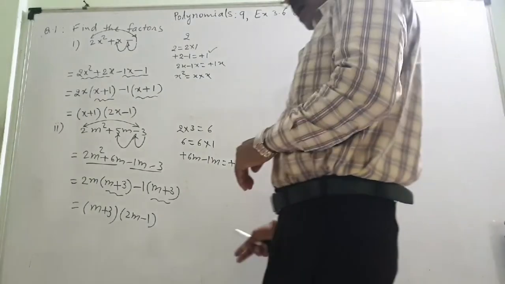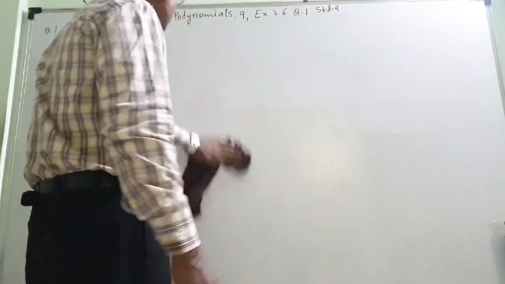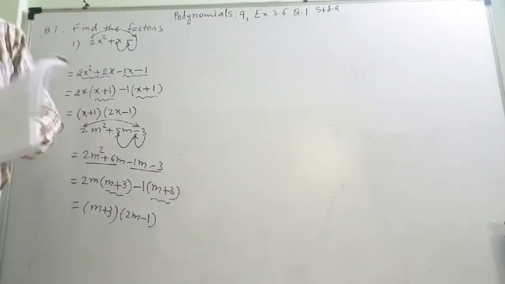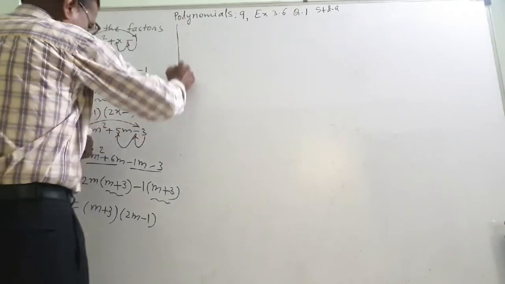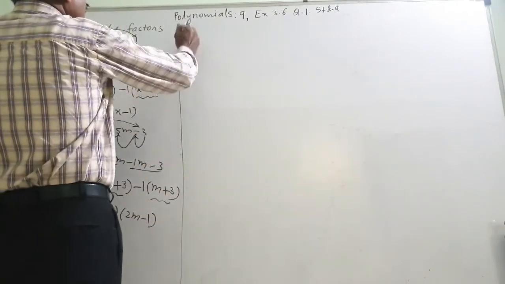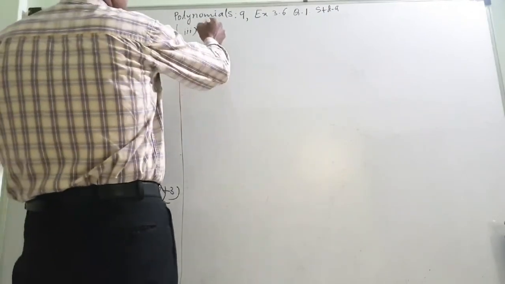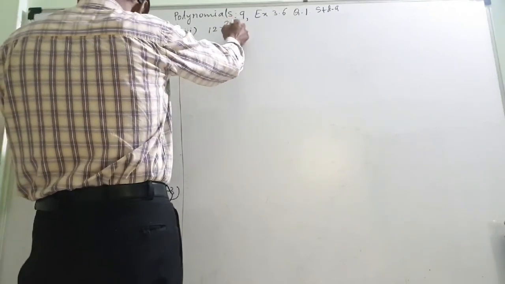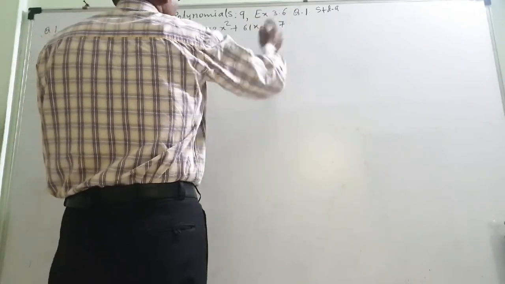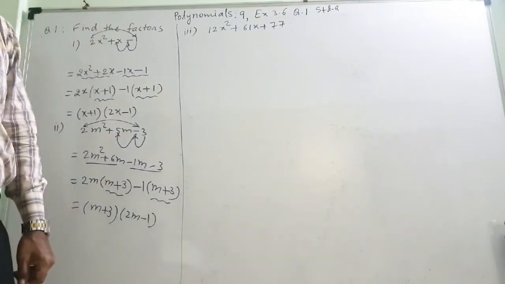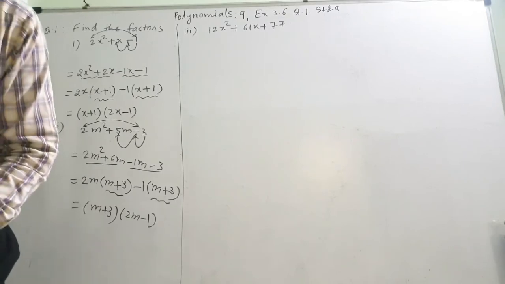So next I will solve the remaining questions over here. The third question: 12x square plus 61x plus 77. Again, what I have to do is factorize 12x square plus 61x plus 77.